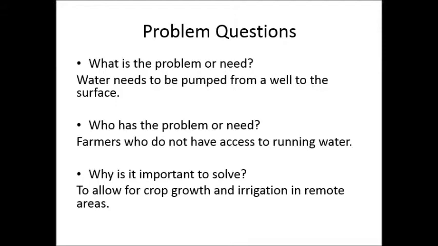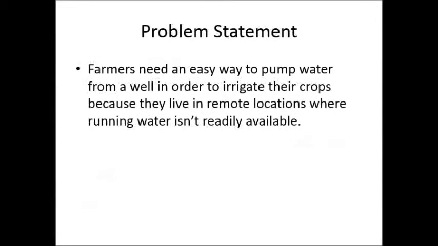Therefore, the problem statement we formulated is as follows. Farmers need an easy way to pump water from a well in order to irrigate their crops because they live in remote locations where running water isn't readily available.